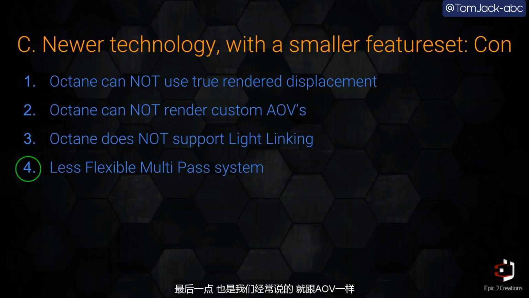Finally, we're also re-mentioning what we've already talked about, like our custom AOVs. Octane has a less flexible multi-pass system than some other render engines. Again, it's still very robust, and there are tons of controls, and we'll be learning more about that in this course. But it's not quite as advanced as, say, Arnold or Redshift. So if very intense multi-pass compositing, where you're talking 20 layers deep in a Photoshop file or something, is important to you, Octane may not be the best option to go with right yet.